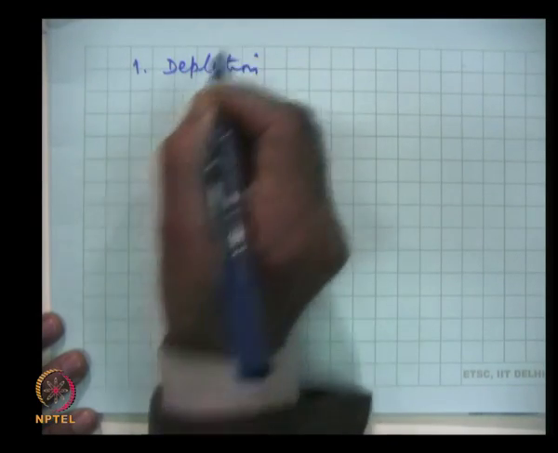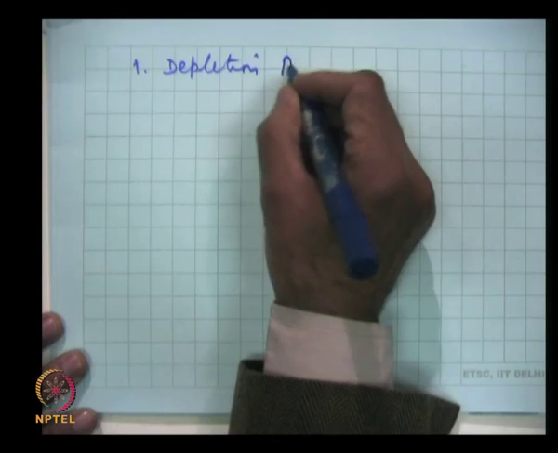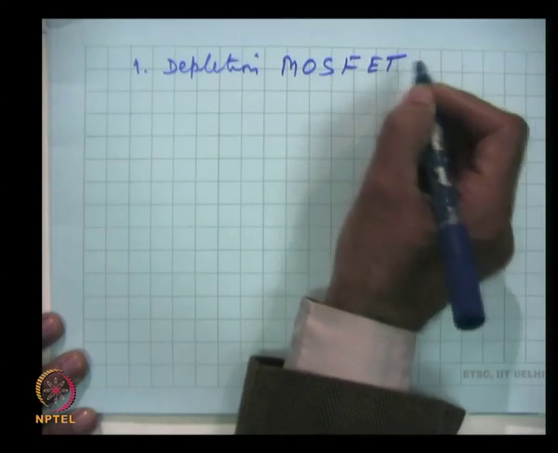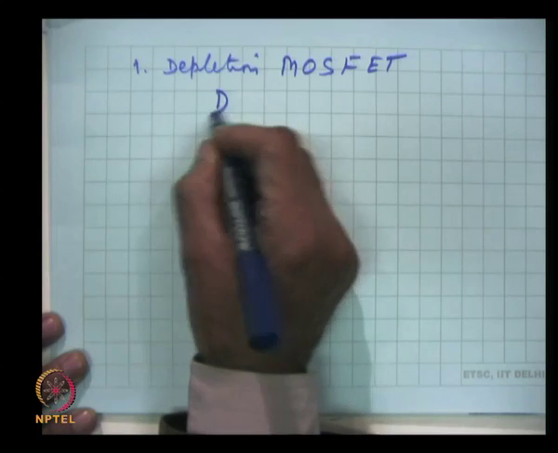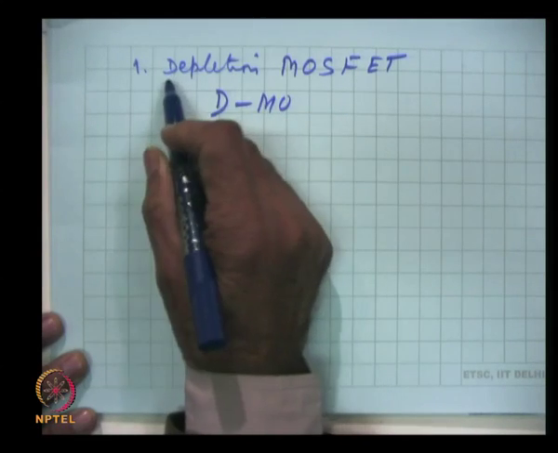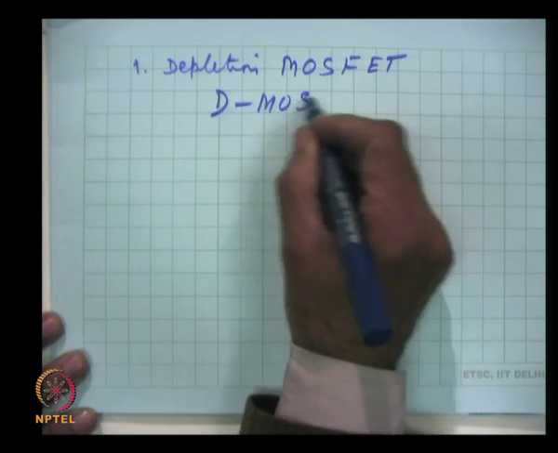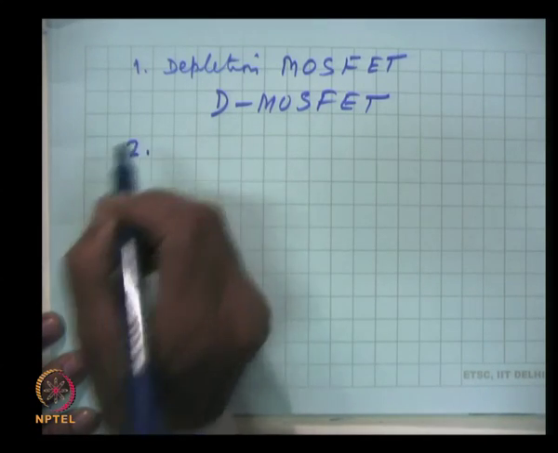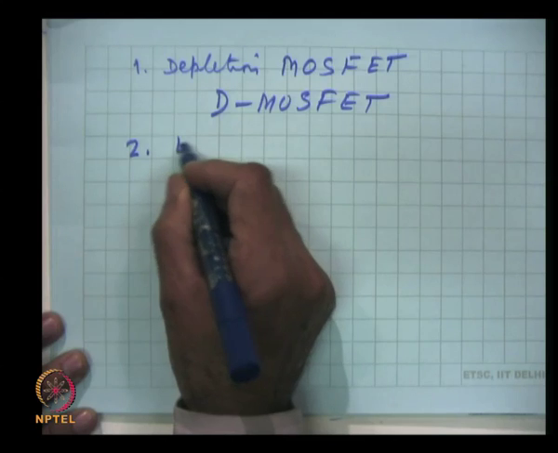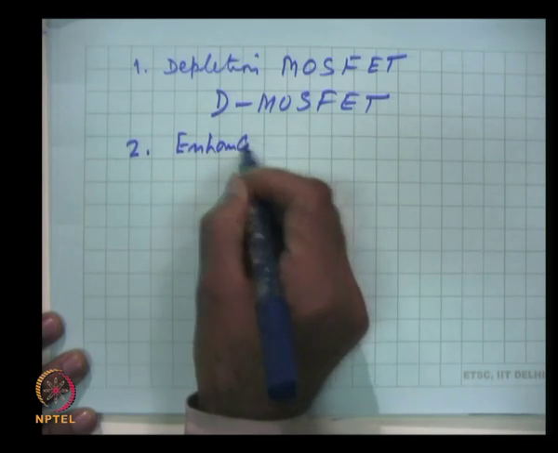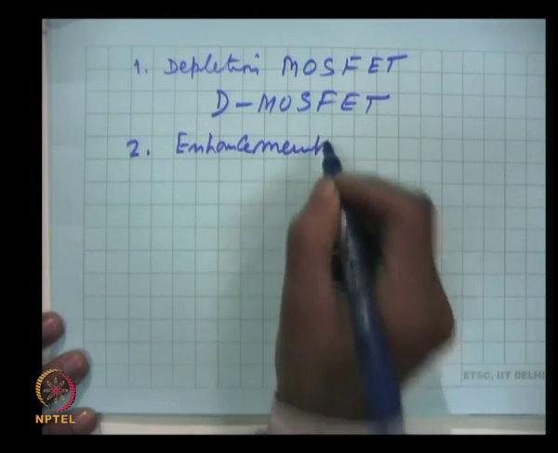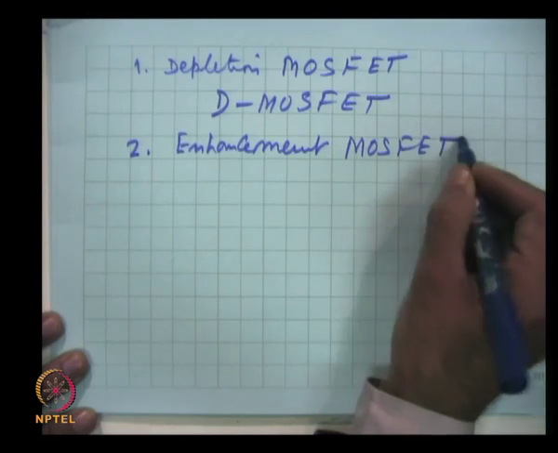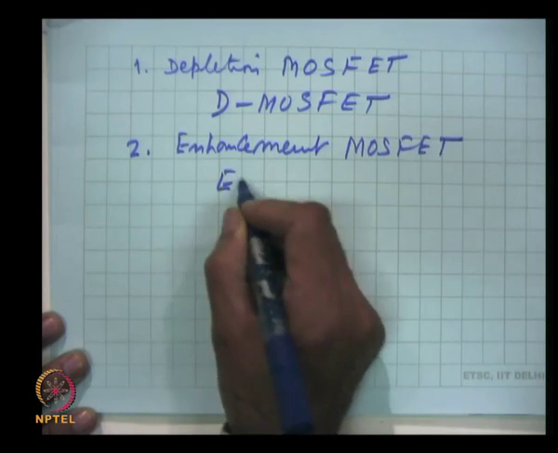Depletion MOSFET, often written as D MOSFET, D for depletion, depletion MOSFET. And the second one, enhancement MOSFET, or simply E MOSFET.